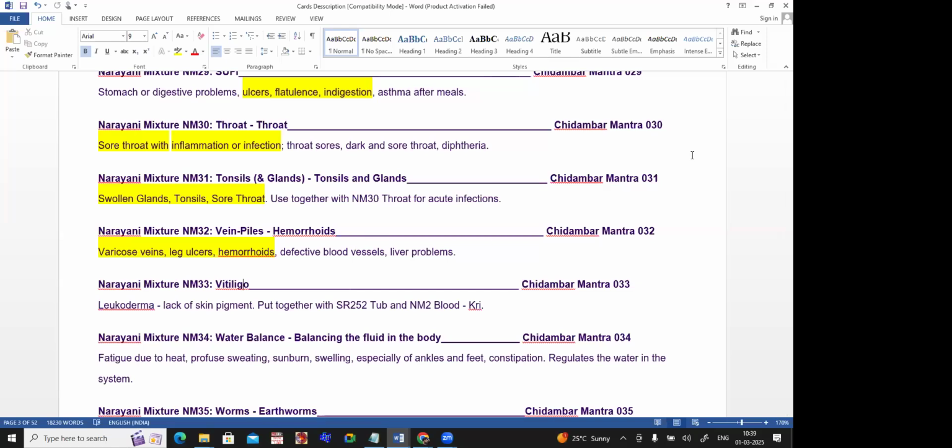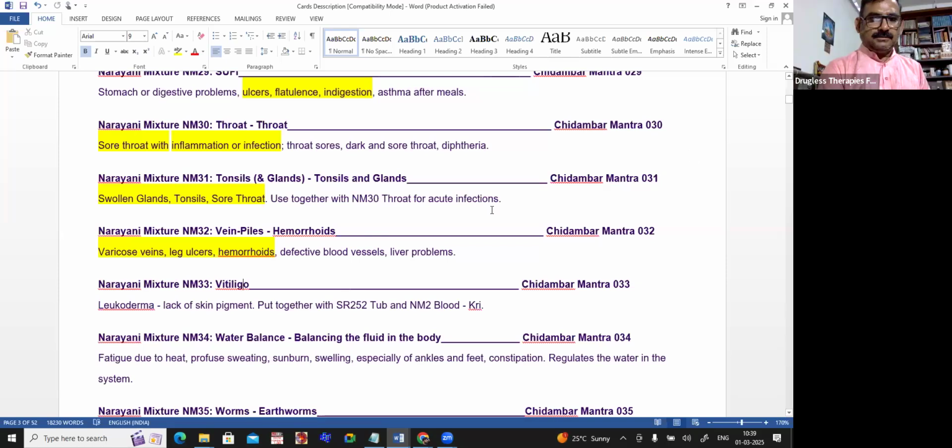NM33. NM33 is vitiligo, white patches. And the fantastic thing in this write-up is that beautifully they have mentioned, even if you are attempting in the case of leukoderma. Leukoderma is white patches anywhere on the skin.